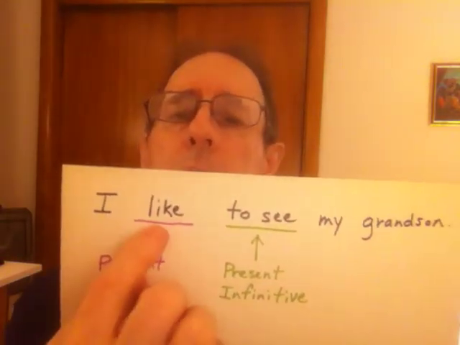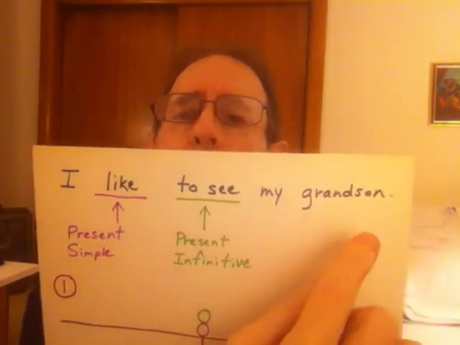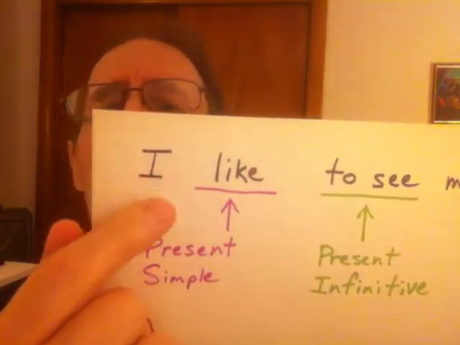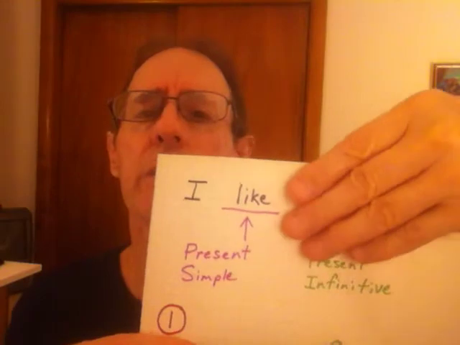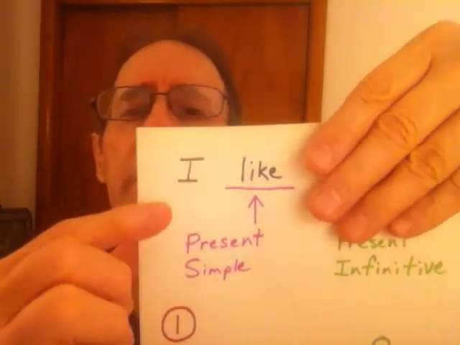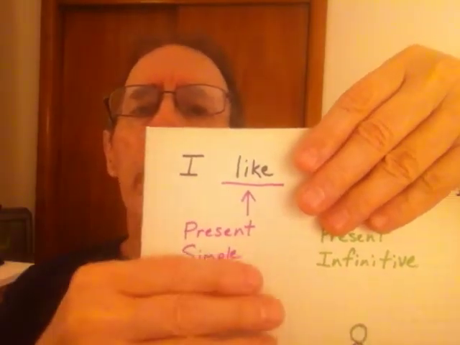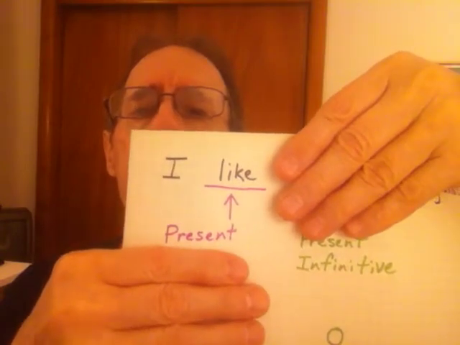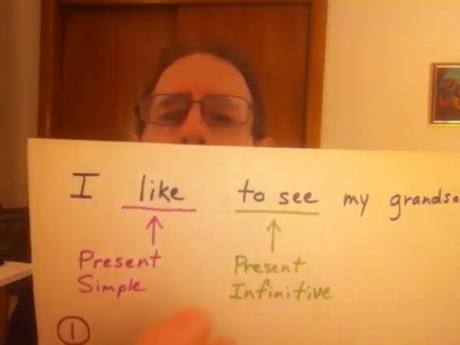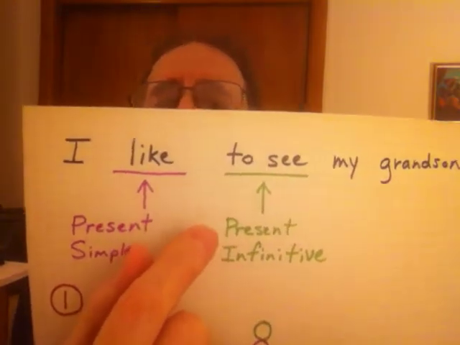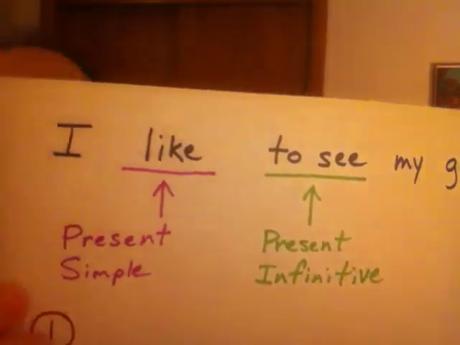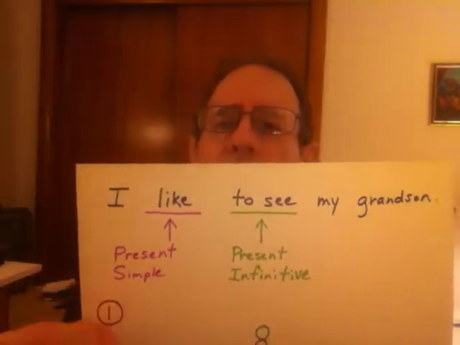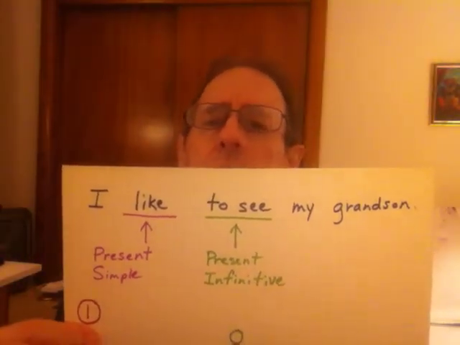Now here we have a sentence. I like to see my grandson. All right? Now, like is your present simple tense. In verb tenses, you would just call this present tense, all right? But it's actually present simple, right? It's just present, very simple, very basic. All right, now you see you have your infinitive. It's a present infinitive, right? The basic kind. And you see sentences like this quite frequently, or you hear them.